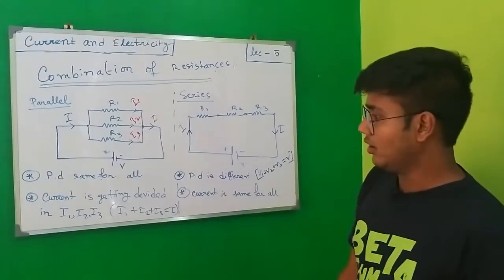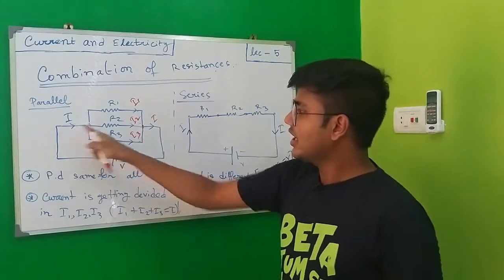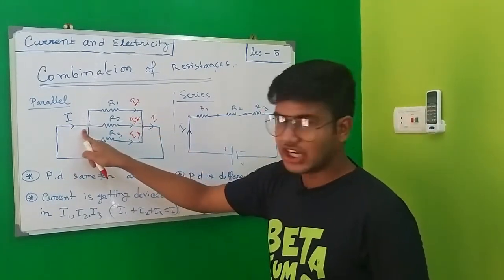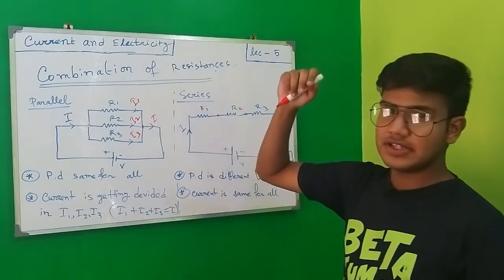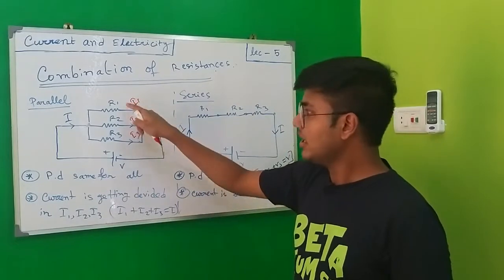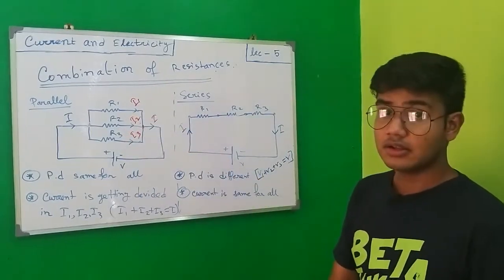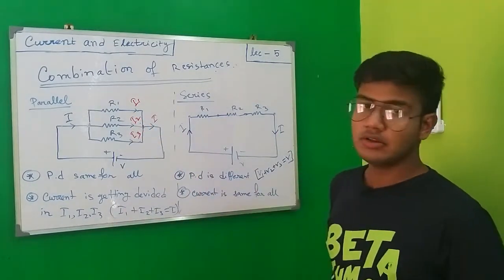One more thing here: check that the potential is connected to this junction, which is connected to each and every resistance. That is why the potential difference for each of them is equal. Those are the two conditions for parallel combination.